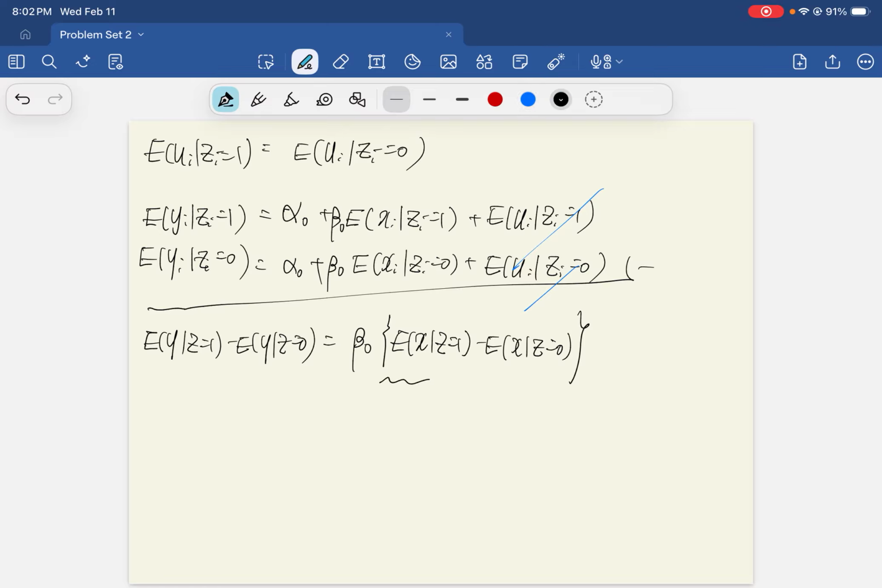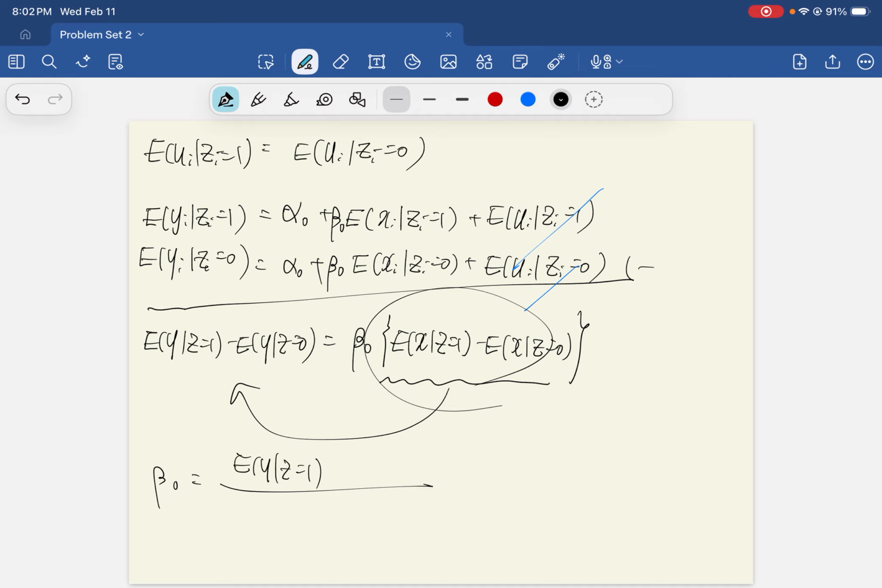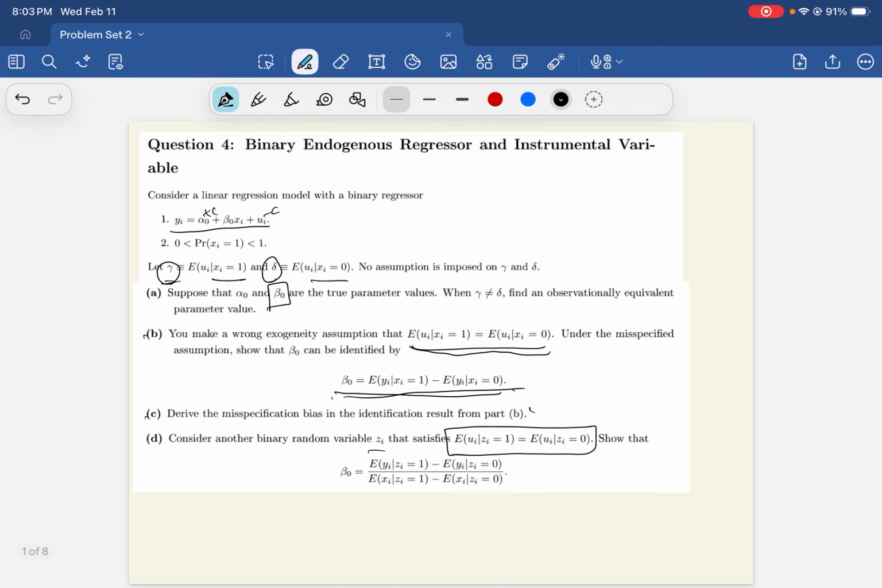Then, if this is not 0, you will get beta equals the expectation of y given z1 minus that given z0, divided by the expectation of x given z1 minus that given z0. Of course, you need the assumption that the denominator is not 0, right? The expected value of x must change when you change z from 0 to 1. I forgot to mention that, but this is pretty common in my problem set.